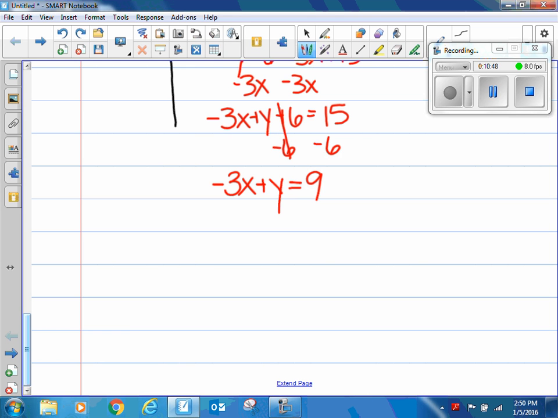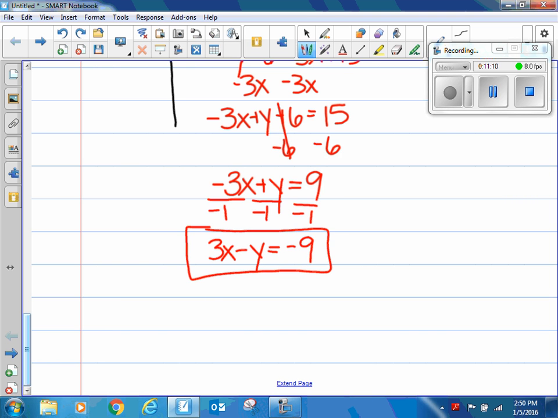We have one problem now, right? We're almost there. It looks kind of right, but we're breaking the third rule. We cannot have a negative A. So again, we have to divide everything by negative 1. 3x minus y equals negative 9. And that is standard form.